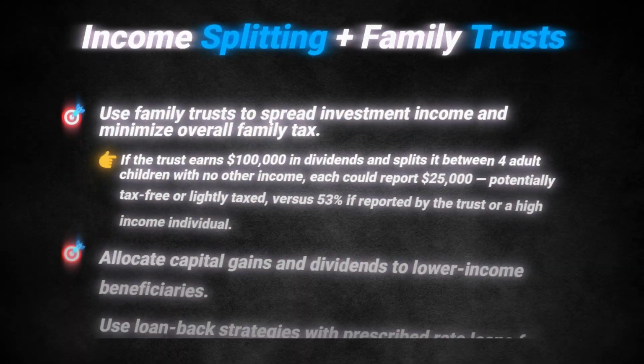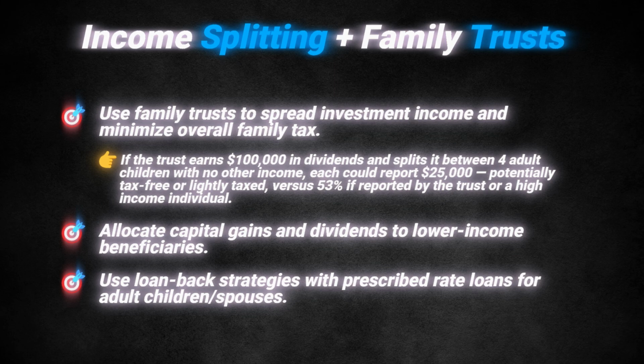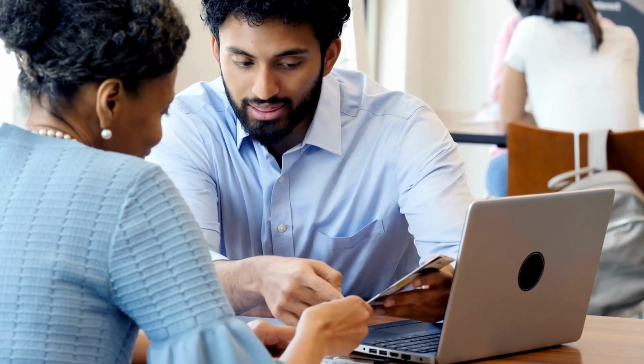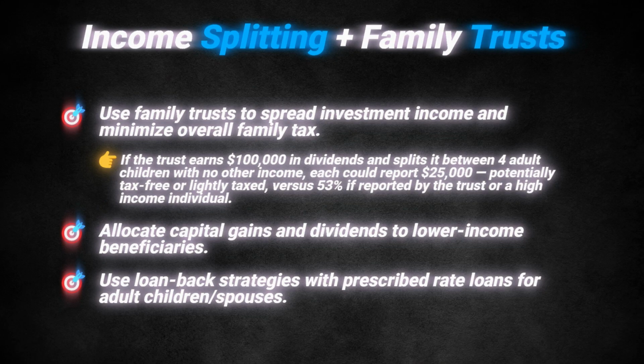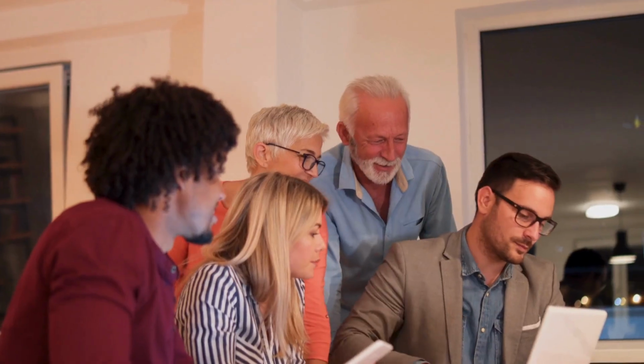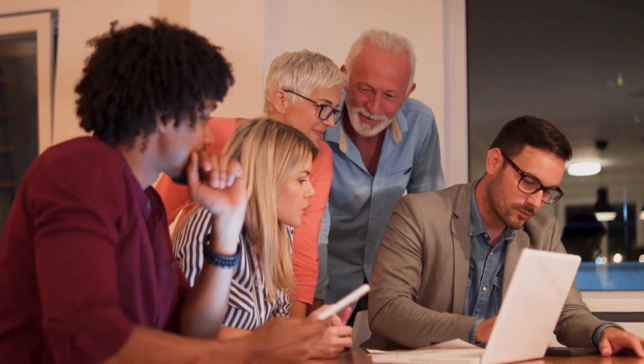So the second strategy we have for today is income splitting and family trust. Because of the market volatility right now, it is a good idea to move your investment income to a trust. And how is that going to help in reducing taxes? Well, here's how. If you have a family trust, you can basically pick and choose who you want to pay the income of the trust to.